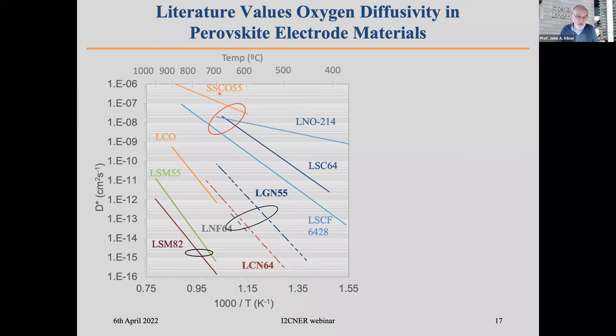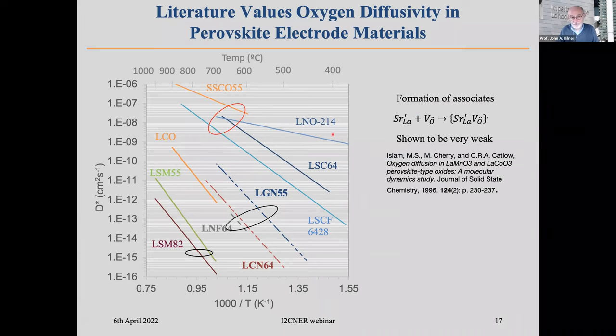And then there's the very high diffusers, such as this one. This is strontium-doped samarium cobaltate at 50-50. And here the diffusivity is approaching 10 to the minus 6. Now that is really remarkable for the oxygen ion. We're talking about diffusivities that get very close to that of a liquid. And in the early days of looking at these materials, we often talked about sublattice melting when we saw these very high values of diffusivity.